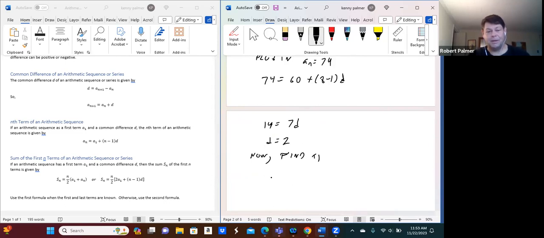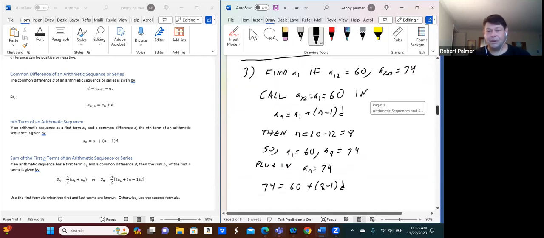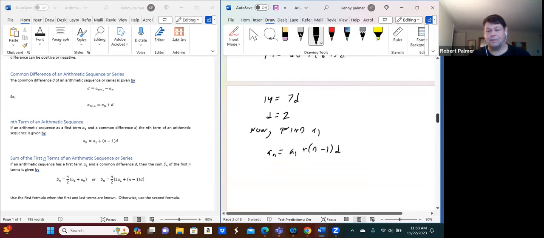Let's go back to our formula. AN is equal to A1 plus N minus 1 times D. So how does that help? Well, we can call either one of these AN now. It doesn't really matter. I'll just pick the same one again. Of course, now we know that D is 2, and let's call A20 once again equal to AN, and that's going to be 74. Keep saying that wrong. 74.